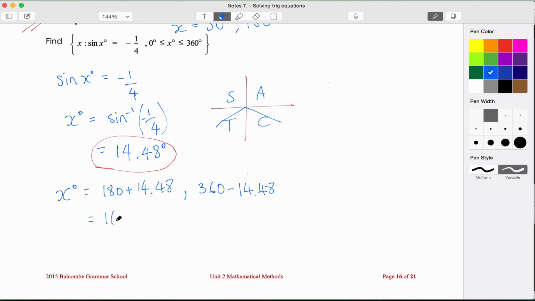And you should get x equals 194.48 degrees, or 345.52 degrees. And that takes us all the way around to 360.